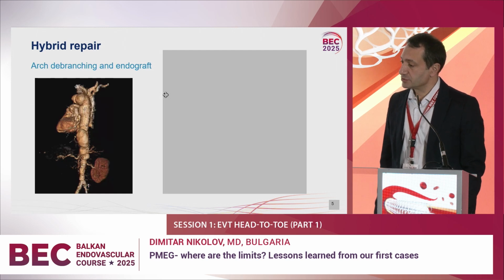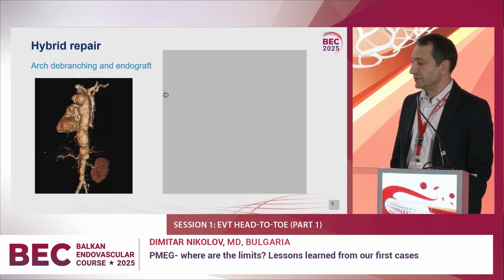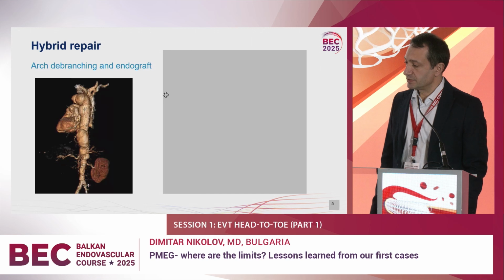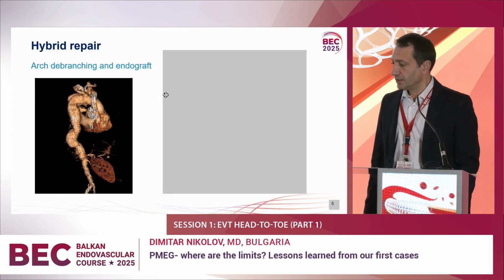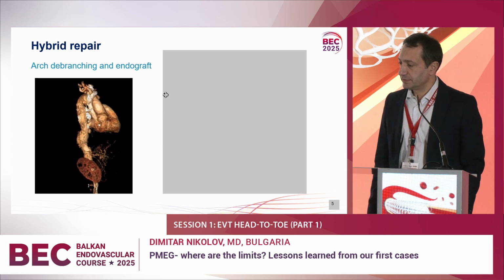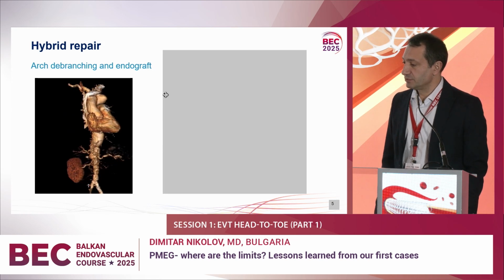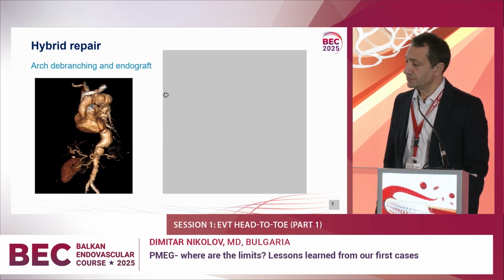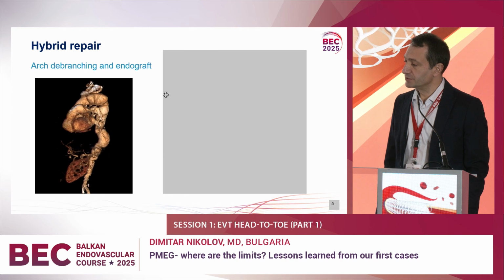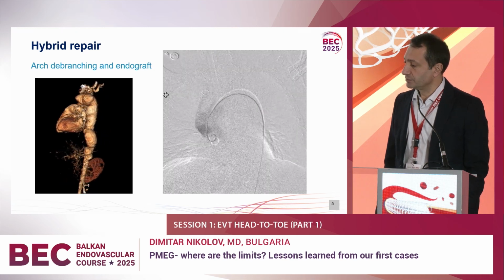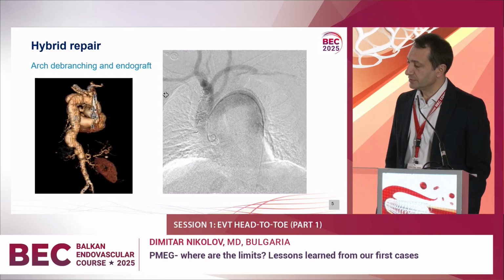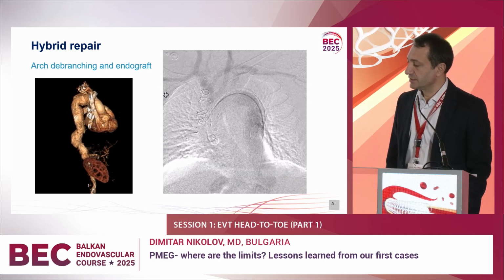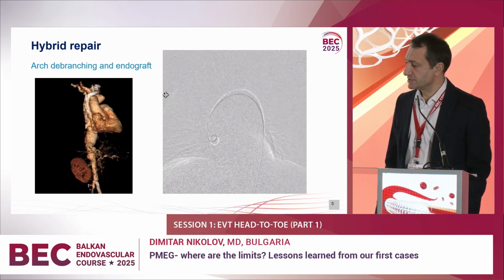This can be done also in the territory of the arch, like in this recent case, where we have a huge aneurysm of the arch and also thoracoabdominal. We performed the debranching with the help of the cardiac surgery department, and after that, placement of a thoracic stent graft.